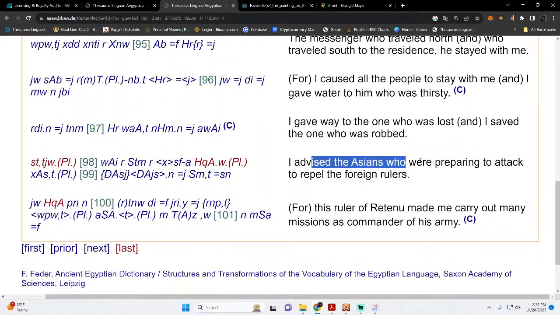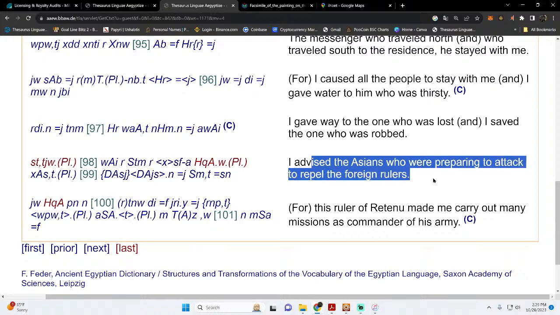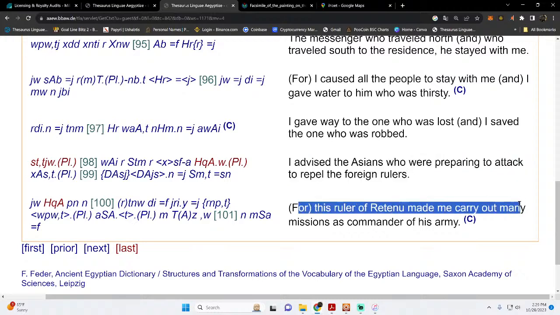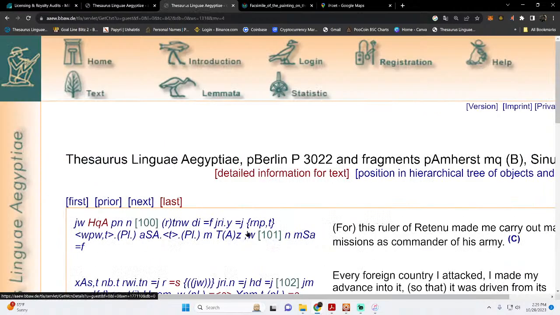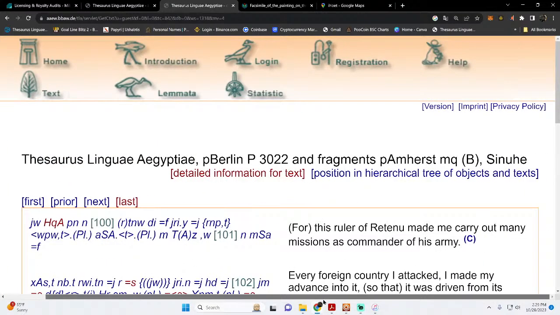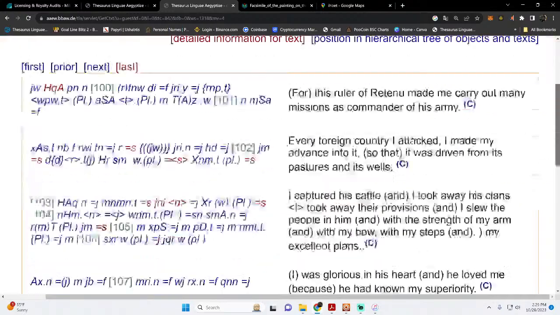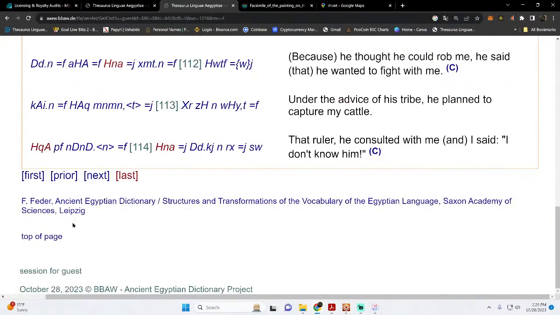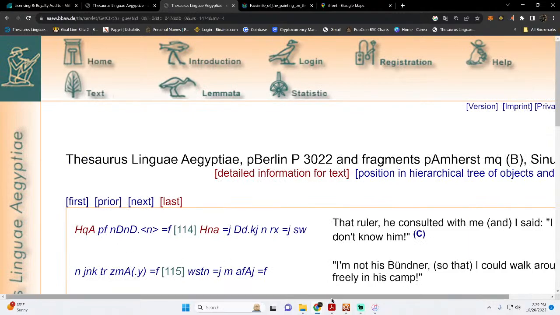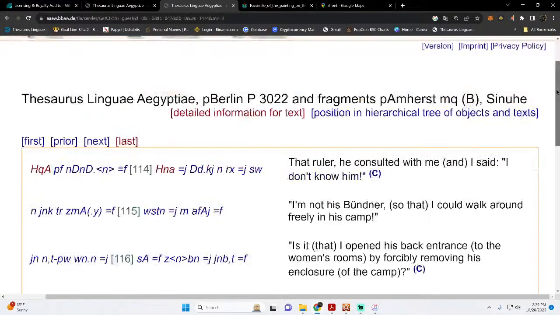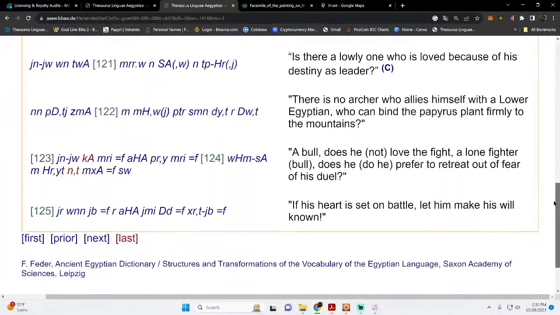I advised the Asians who were preparing to attack to repel the foreign rulers, for this ruler of Retjenu made me carry out many missions. So he was a boss now as the Asiatic, under the Asiatic ruler. But watch when he tells the ruler, you know what, bruh? I'm cool on this. I'm going back to Egypt. And watch how the Egyptians react.